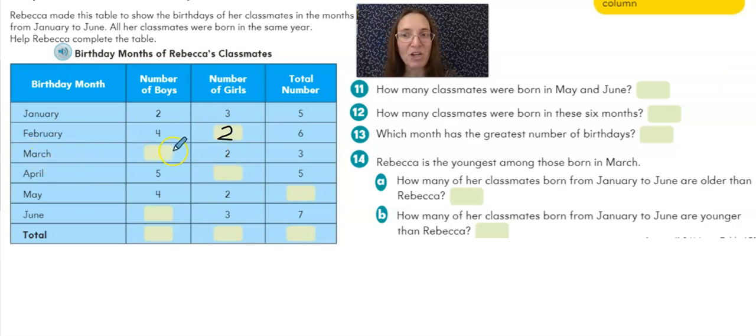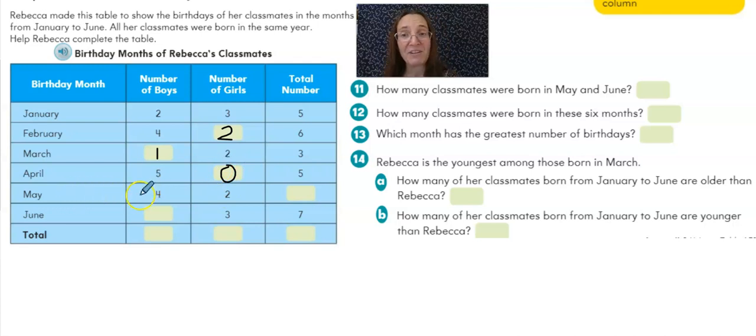How about in March? We don't know how many boys had birthdays in March, but we know there were 2 girls and a total of 3 children with birthdays in March. 2 plus 1 equals 3. How about April? 5 boys have birthdays in April. We don't know how many girls have birthdays in April in her class, but 5 total children have birthdays in April. Well, that means it must be that no girls were born in April in Rebecca's class.